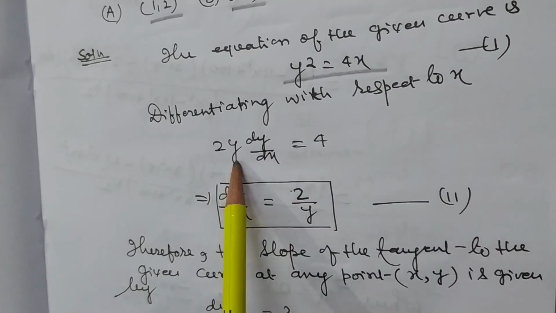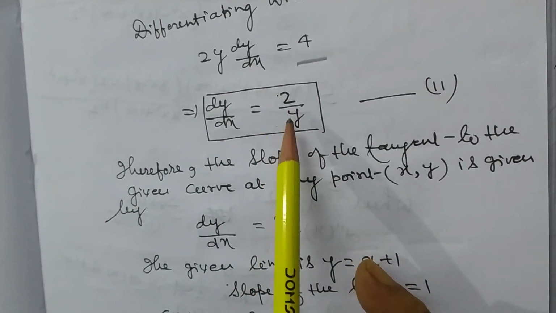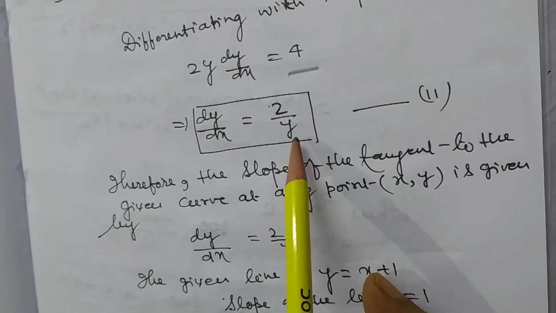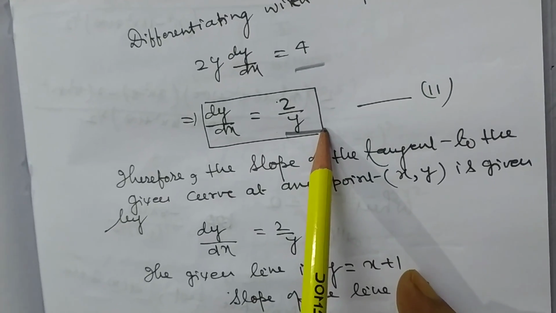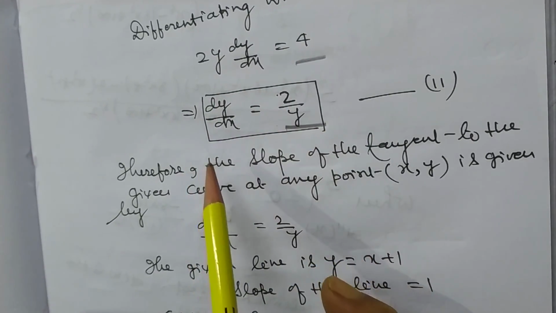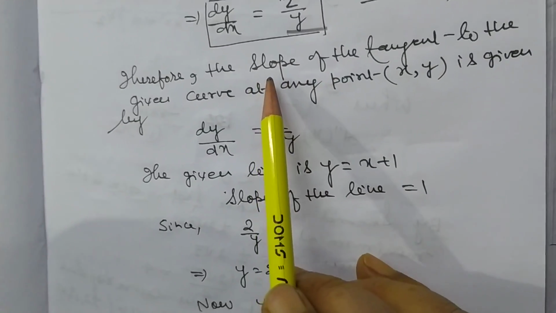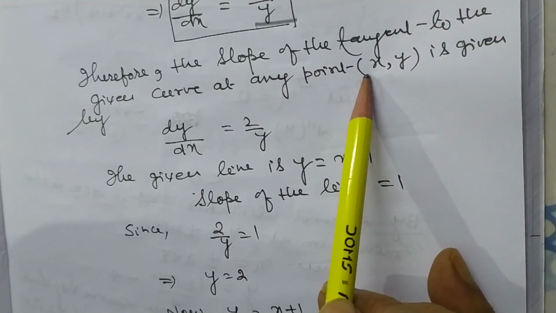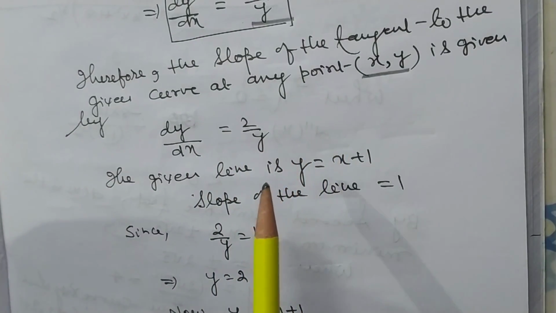Differentiating with respect to x, we have 2y dy by dx is equal to 4. So dy by dx is equal to 2 by y. So the slope of the tangent to the curve is 2 by y. So now, the slope of the tangent to the given curve at point (x, y) is dy by dx, 2 by y.